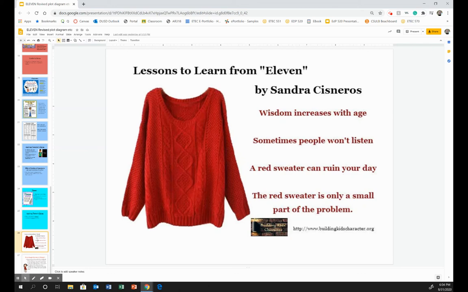A red sweater can ruin your day? I don't know if that's the best theme. I might say something like, not a red sweater specifically, but something small can ruin your day. And the red sweater is only a small part of the problem. I might say something like, a small event might seem like the worst thing, but there might be a bigger problem. I don't know.